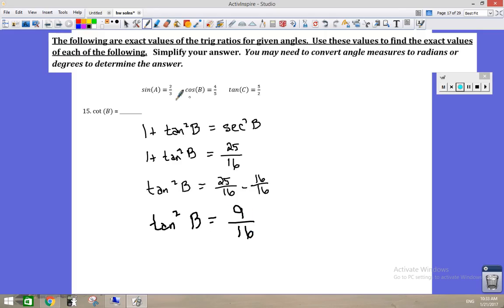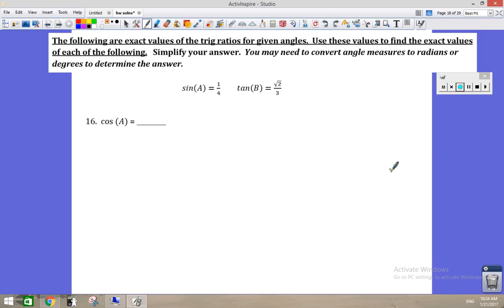Knowing that I made the assumption that angle B is in quadrant 1, when I take the square root, I don't have to worry about putting the minus sign there. I can just take the positive square root. I got 3 over 4, and the reciprocal of tangent is cotangent. So if the tangent of angle B is 3 over 4, then the cotangent is 4 over 3, which is what I believe we had just before. All right. I'll do this one on another video.